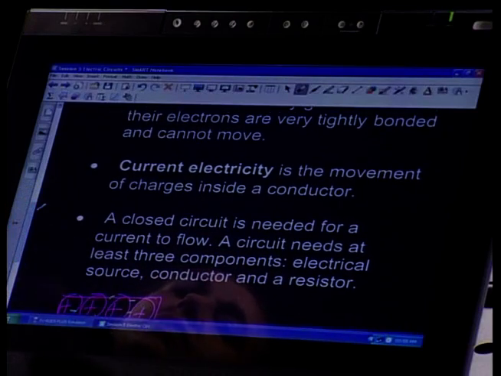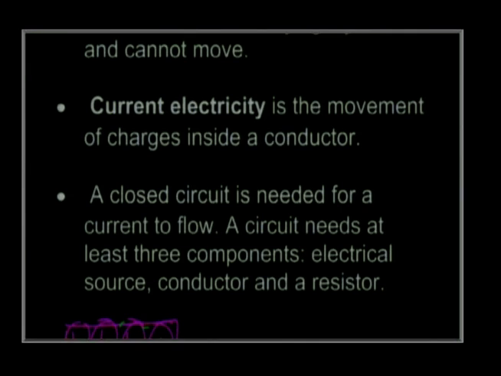Current electricity is defined as the movement of charges. By definition, you should remember that the only charged particle in an atom that can move around is the electron. So therefore, the charges that move around in an electrical circuit are the electrons, which carry the negative charges.